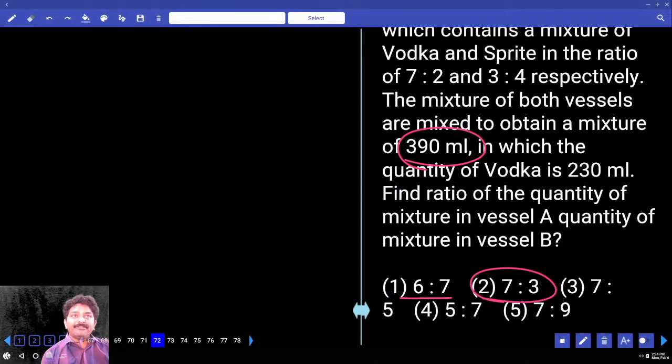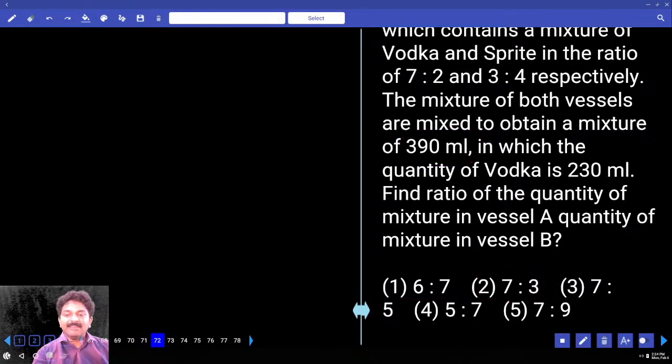Third option? How many parts? 12. Is 12 factor of 390? That cannot be your answer. Next, fourth option is also 12. That cannot be your answer. Fifth option, 16. Is 16 factor of 390? No. So either first or second. So whenever I am left with two options, either I'll try to prove one is right or I'll try to prove one is wrong. Is that okay?